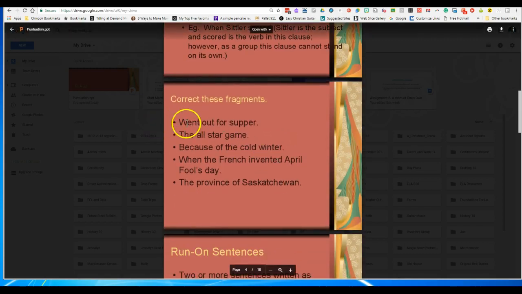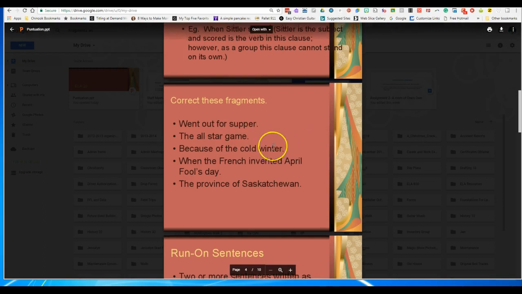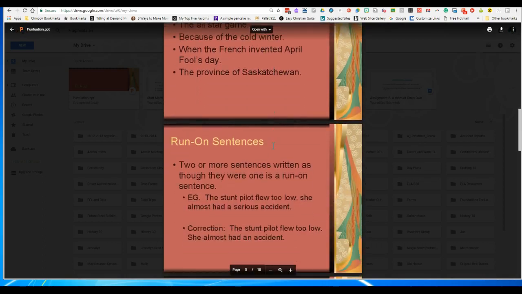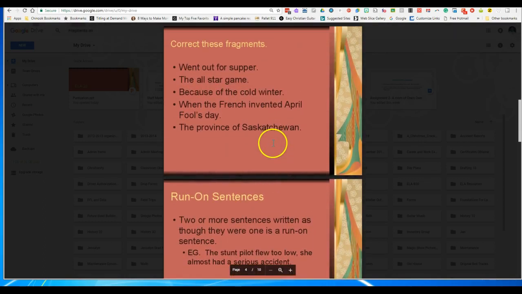So if I were to correct these fragments, it's missing either a subject or a verb. "Went out for supper" becomes "he went out for supper." Or "the All-Star game" is missing a verb: the All-Star game finished last Saturday or last Sunday. Again, those are fairly easy to pick out and correct, just pure fragments. Maybe a clausal fragment is a little bit harder.